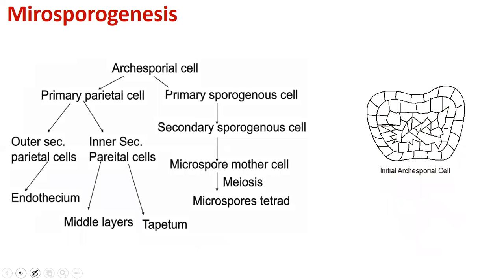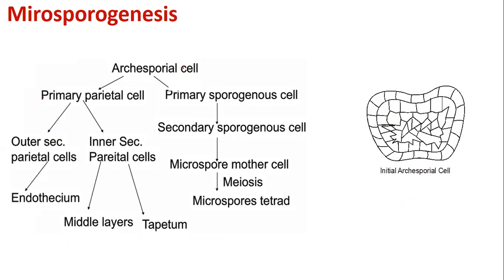Right. So that is the flow chart you can see there. Archisporial cell forming primary parietal cell. Then this is the outer secondary parietal cell, and the inner secondary parietal cell forming middle layer and tapetum. Then the archisporial cell forming primary sporogenous cells, secondary sporogenous cells, microspore mother cells, and microspore tetrad.